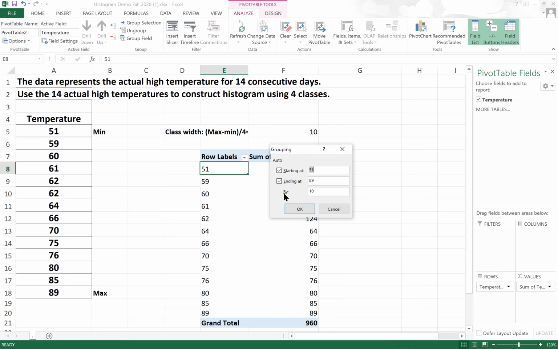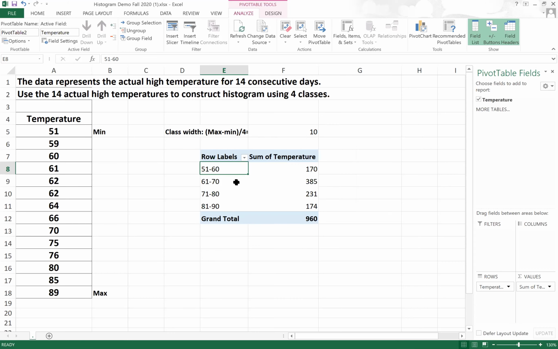So by 10, meaning using a class width of 10. Now we're good to go. Click on OK. And here you go. We got 4 classes. Each class has a class width of 10, right?